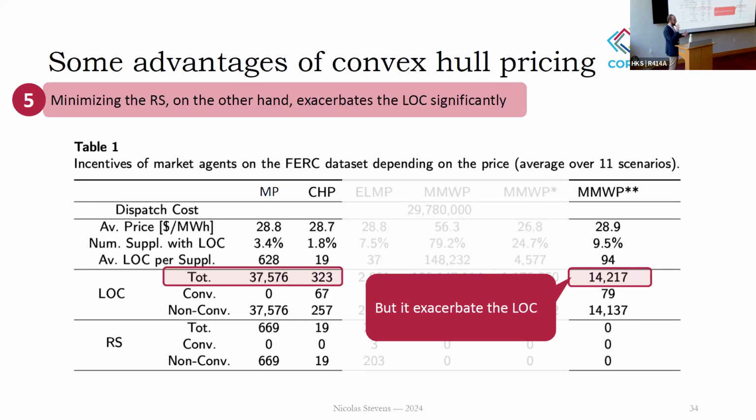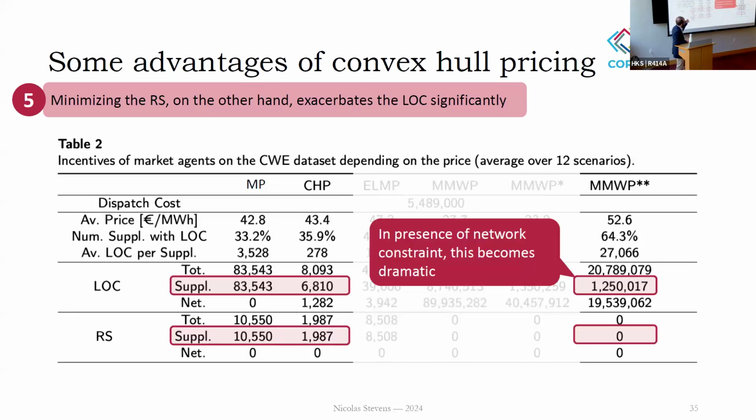So when you try, as far as possible, to minimize the revenue shortfall, you exacerbate a lot the lost opportunity cost, while the reverse we saw was not true. And actually, when you look at the other data set, when you have a network, this becomes completely crazy, where when you lower this revenue shortfall, the lost opportunity costs are completely out of control. So that is this asymmetry: when you try to be as incentive compatible as possible, revenue shortfall remains low. When you try to minimize the revenue shortfall, lost opportunity cost explodes. That's what we observe here.